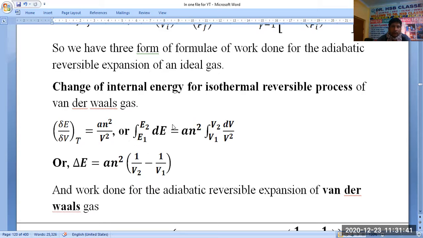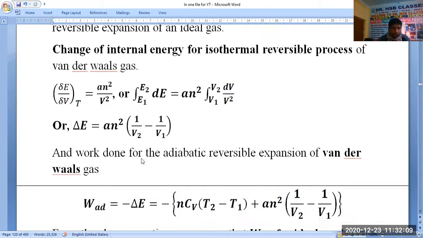Then integrating both sides within limits E1 to E2 and V1 to V2, we have ΔE, that is E2 minus E1, equal to a n² into (1/V1 minus 1/V2), because the integral of dV by V² is minus 1 by V, and the limit is V1 to V2.